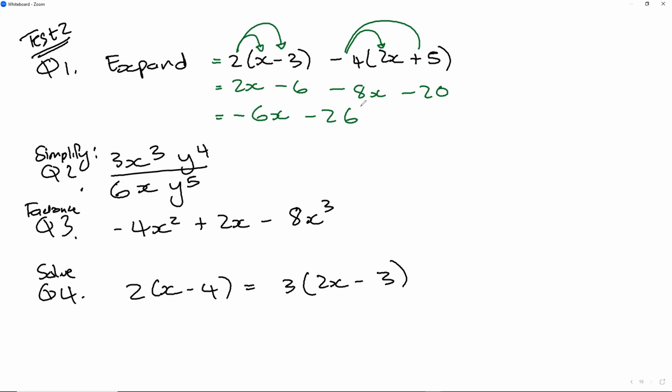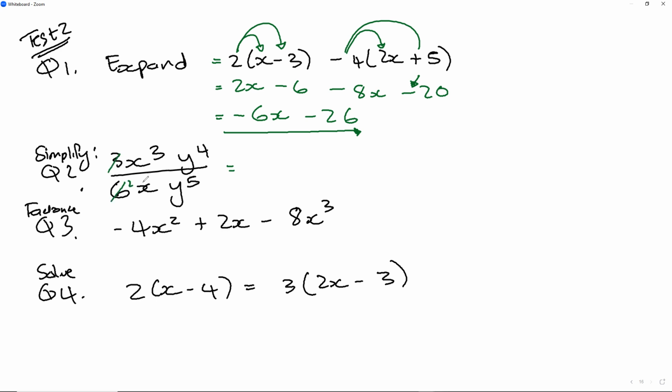Can't go any further than that. Those are not like terms. I've already gathered the like terms. 2 minus 8 to get negative 6x. And negative 6 minus 20 using integers becomes minus 26. Pay attention to the negative here. Minus times plus is a minus.